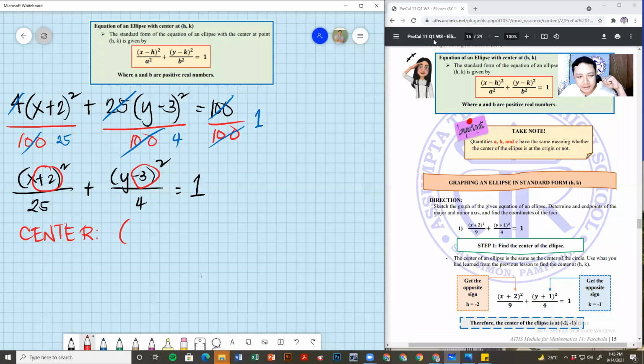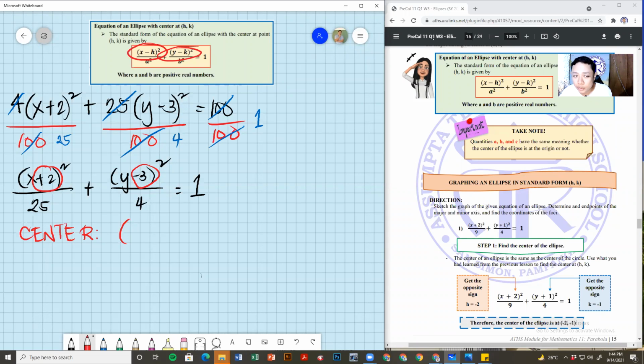So for our center, always remember your pattern should be x minus h, y minus k. That should be your pattern. And if the sign changed to positive, it simply means that the sign of your h or k is negative. But if it remains negative, therefore, the sign of your h or k is positive.